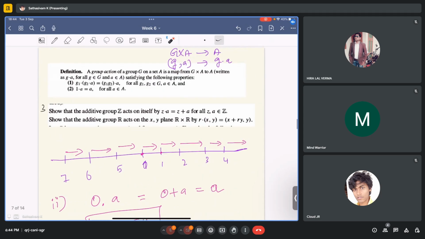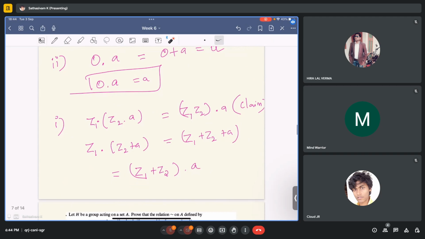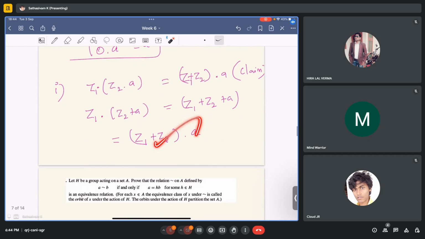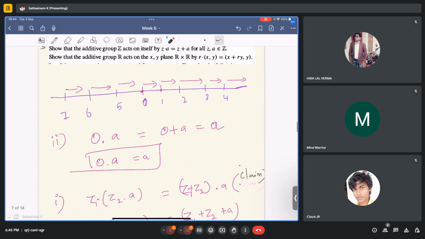When I write it like this, the operation is suppressed. But when I write G1, G2, the group has some operation, right? So it's a composition in that case. In this case, you have to write a plus here, because the operation is addition. So this is what we got, and we got the first one.